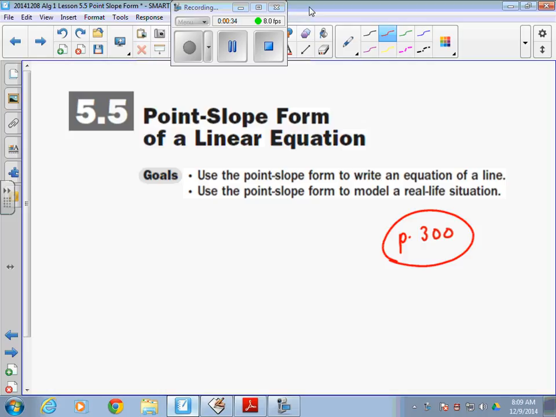Now, slope-intercept form gave two things in an equation. It gave a slope and it gave an intercept. More specifically, we know it gave a y-intercept or a b value. When you're talking about point slope form, you're not going to deal with the intercept at all. You're still going to have the same slope. It'll still be the same m value in the equation, but it'll be in a different form.